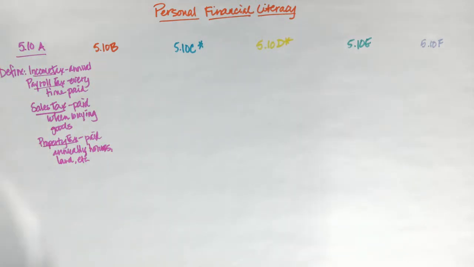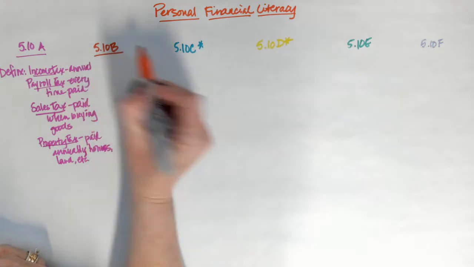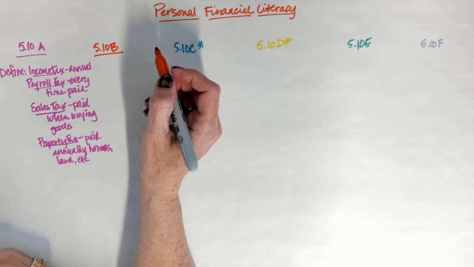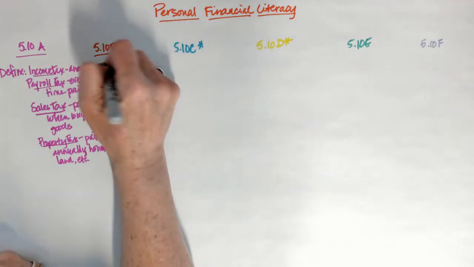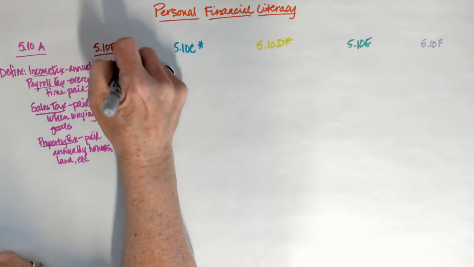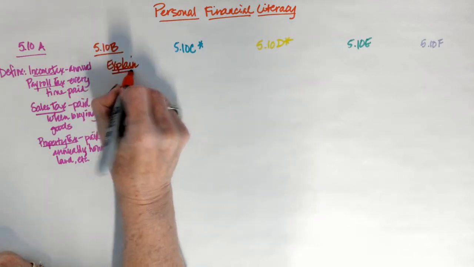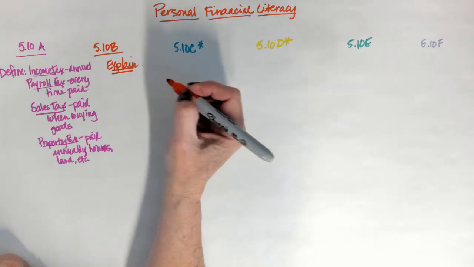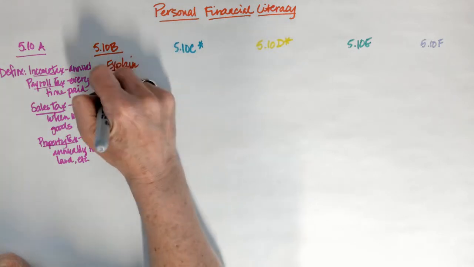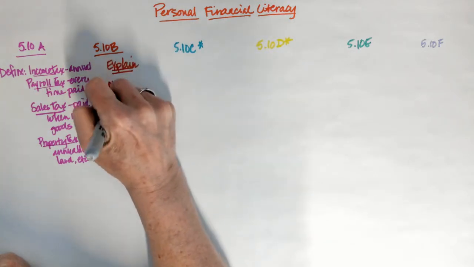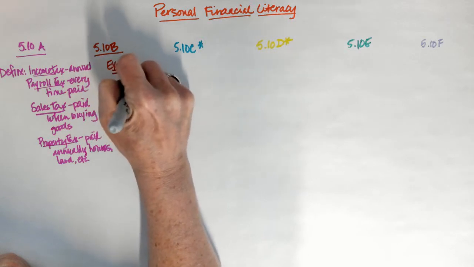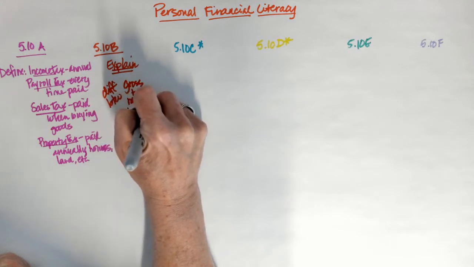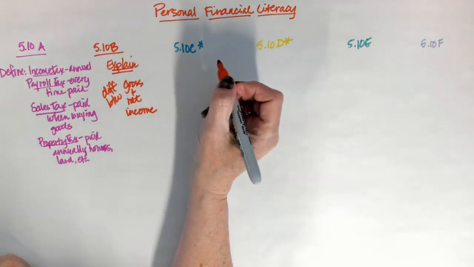Now, we typically combine that with 510B because it's also one that's got some new terms that students have to define. But the verb in 510B is explain. So a little bit different. It's not a define TEK, it's an explain TEK. And what are we explaining? We're explaining the difference between gross income and net income. So we have to know what they are before we can know the difference between them.